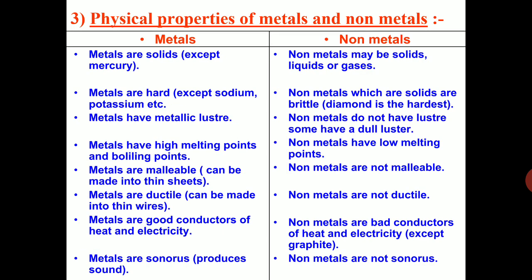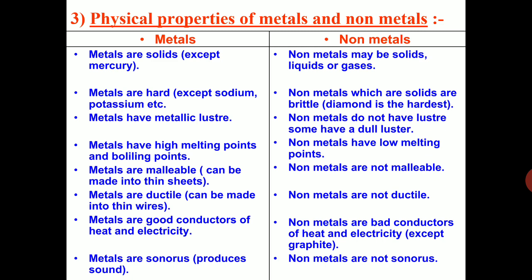Then we have learned about the physical properties of metals and non-metals. Generally, metals are solids. Non-metals may be solids, liquids, or gases. Metals are hard. Exceptions are there, except sodium and potassium. Non-metals, which are solids, are brittle.